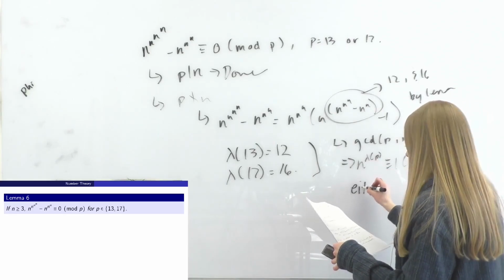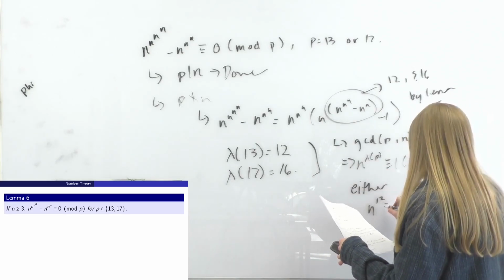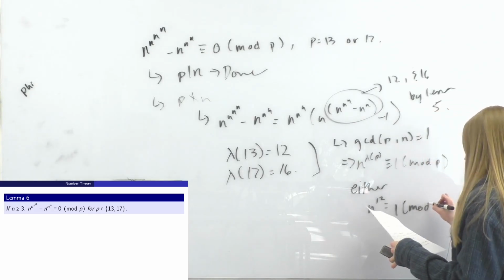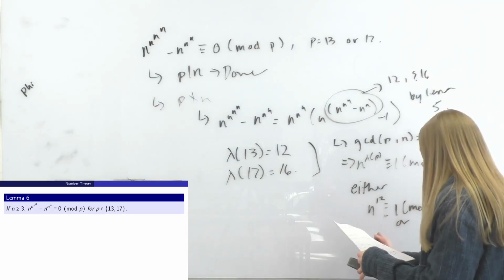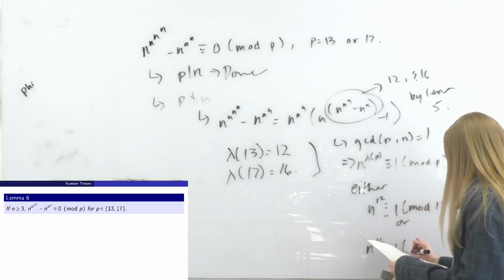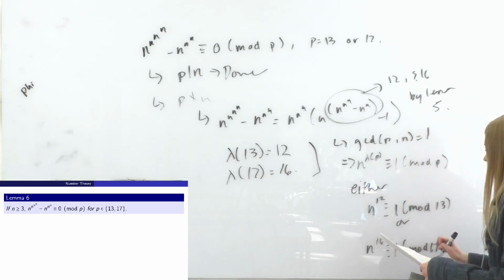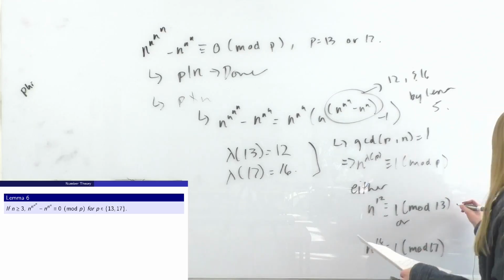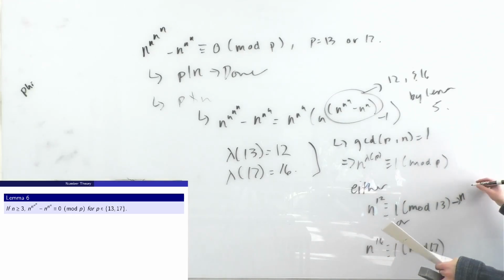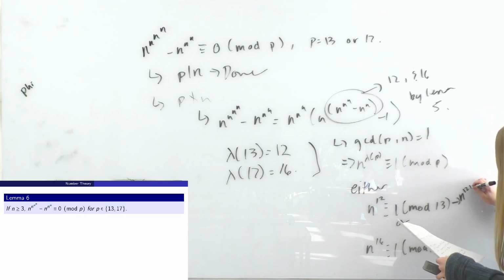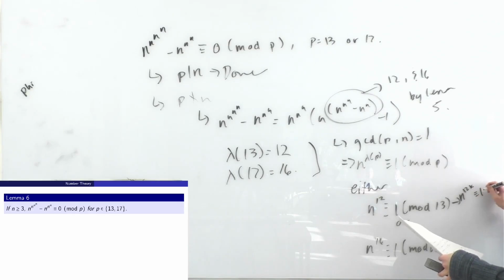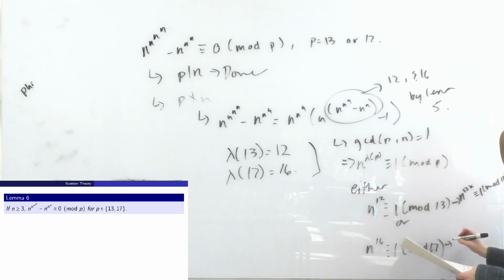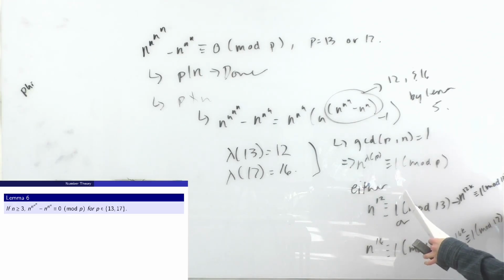So, either n to the 12 is congruent to 1 mod 13, or n to the 16 is congruent to 1 mod 17. We can raise this to k and raise this to k and see that n to the 12 times k is congruent to 1 mod 13. And we could raise these both to the power of k, so n to the 16 times k is congruent to 1 mod 17.